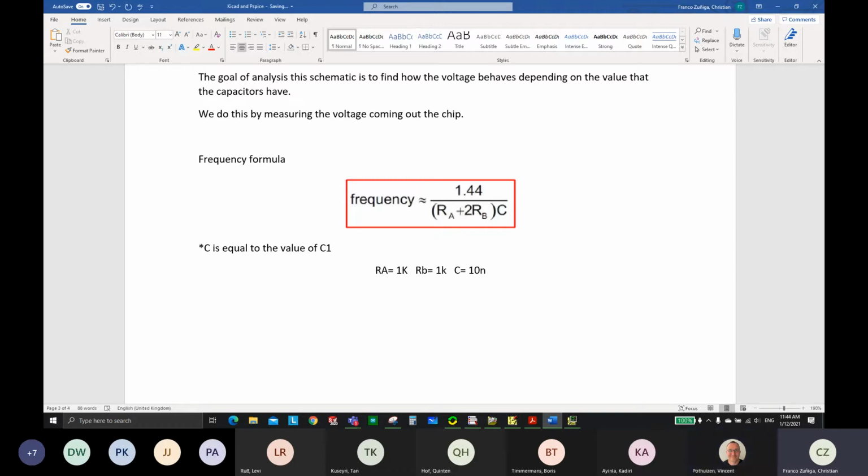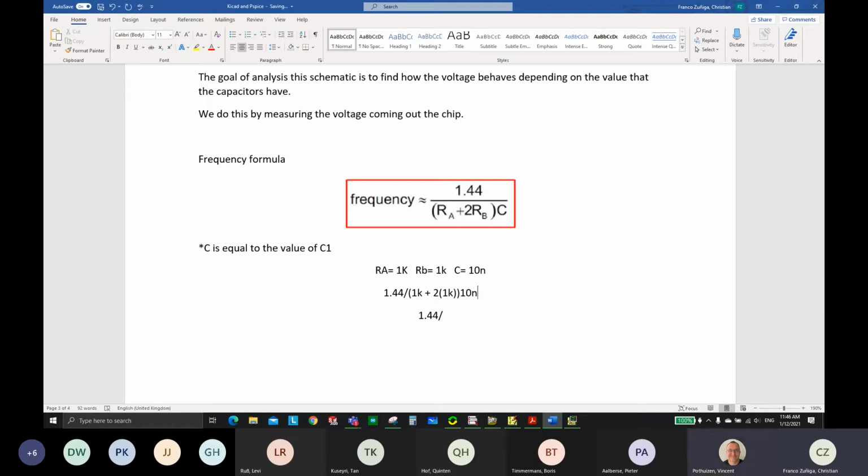So now we just change the values. So it's 1.44 divided by 1K plus 2 times 1K, multiplied by 10. I'm going to resolve this very slowly. The last number, you say multiplied by 10 nano. Oh yeah, 10 nano.